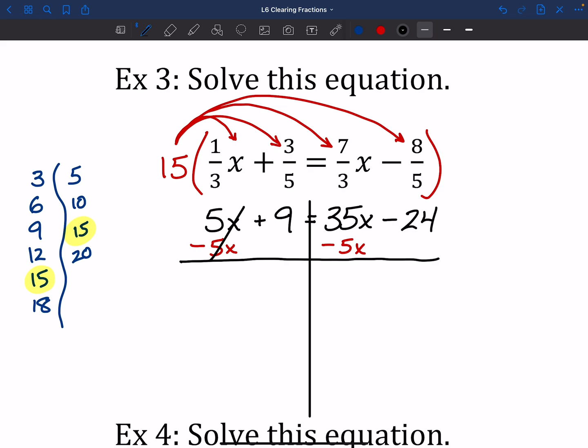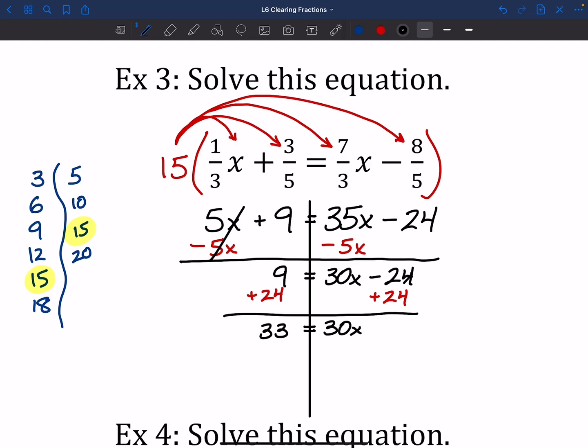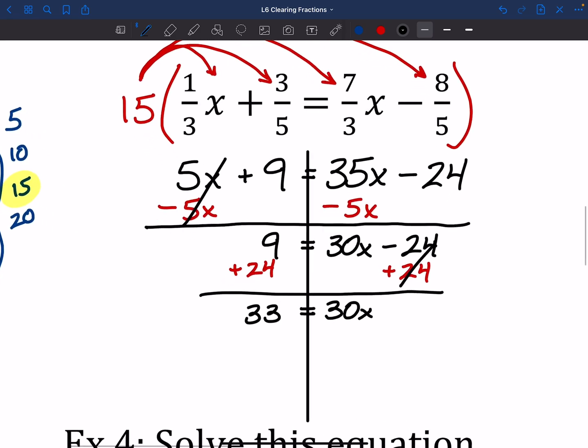So those x's are gone from over there. We're left with just 9. Over on the other side, 35x's minus 5x's brings us down to 30x's, right? And then that minus 24 still sticks around. After that, we are going to add 24 to move that over to the other side. When we do that, 9 plus 24 is going to give us 33. Over on the other side, we just have 30x left over, right? Because those 24s are now gone.